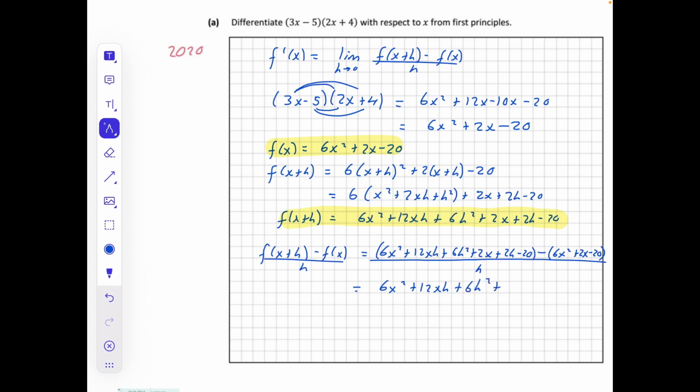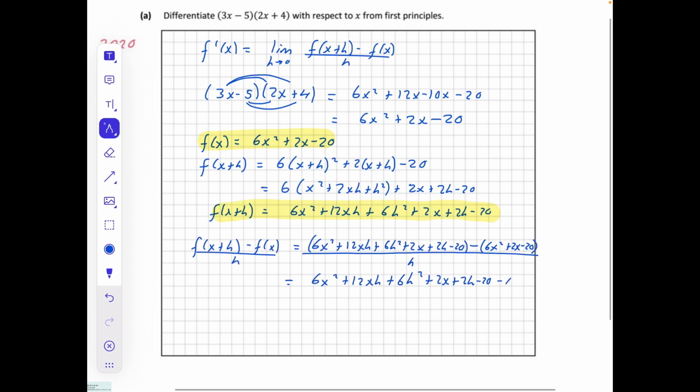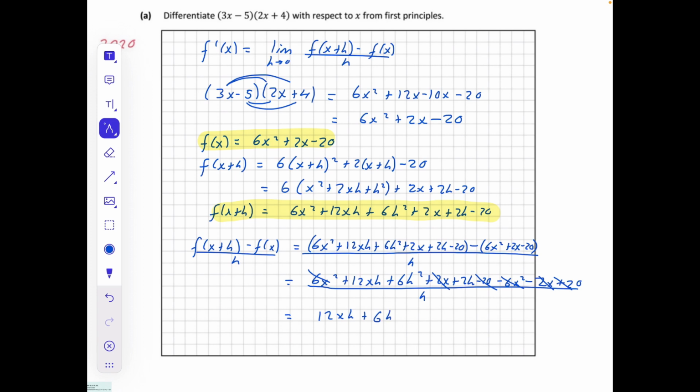Okay, so here with the first bracket will always be fine, nothing will change there. With the second bracket, we'll just have to be a little bit careful with our signs here. So it's going to be minus 6x squared, minus 2x, and then plus 20. Things will cancel, so my x squareds will cancel, my 2x and my minus 2x, and my minus 20 and my plus 20. So I'm just left there with 12xh plus 6h squared.